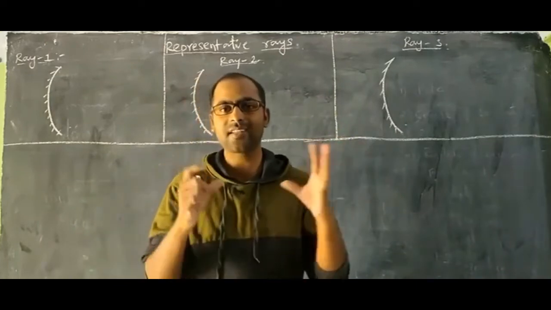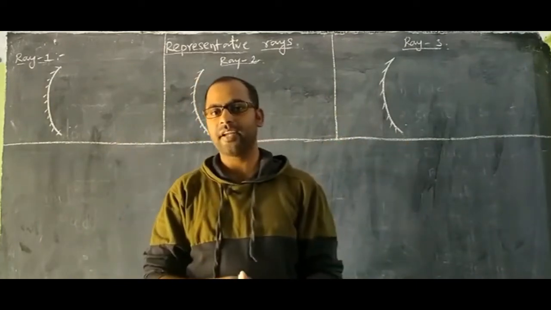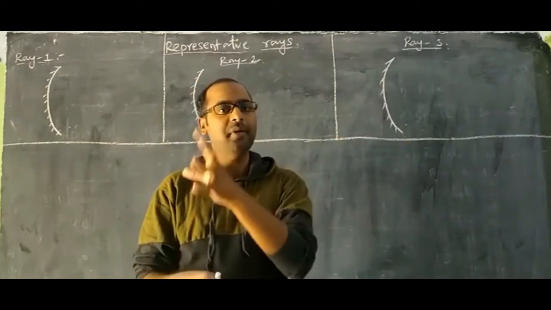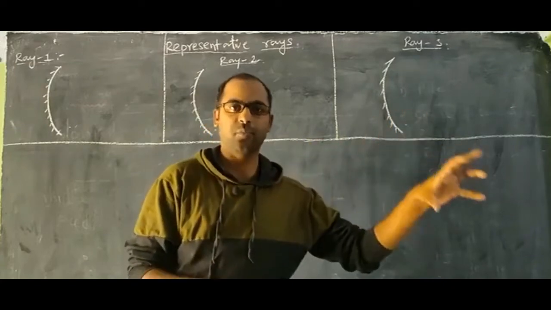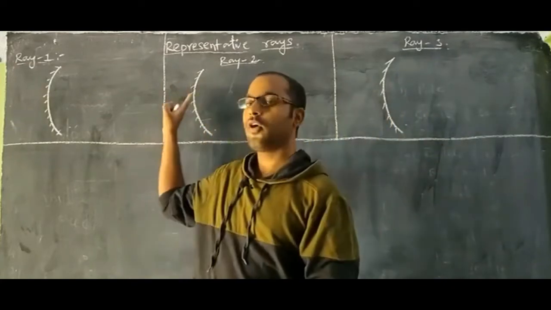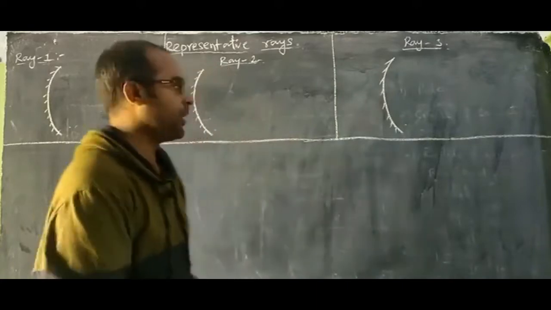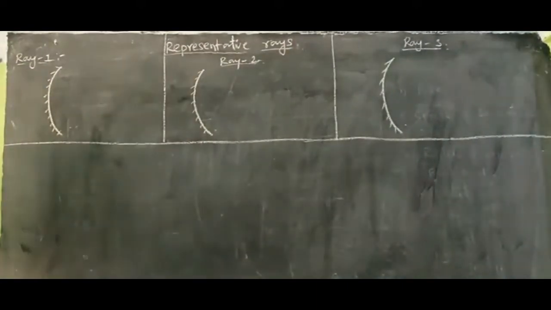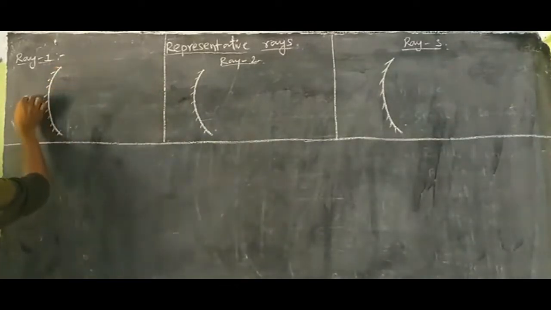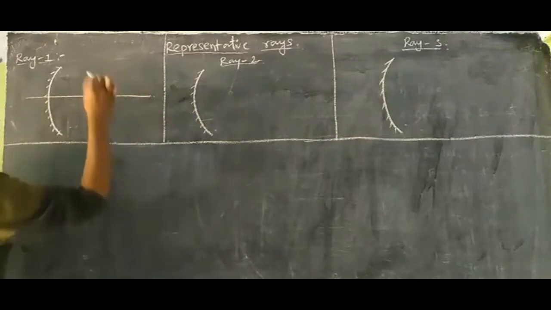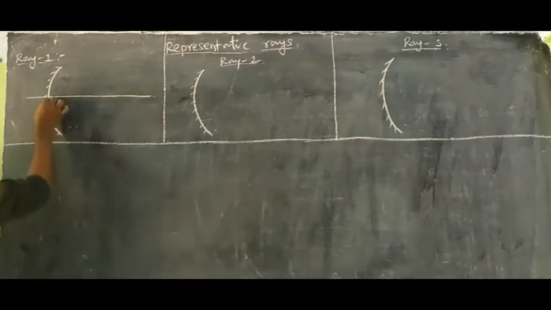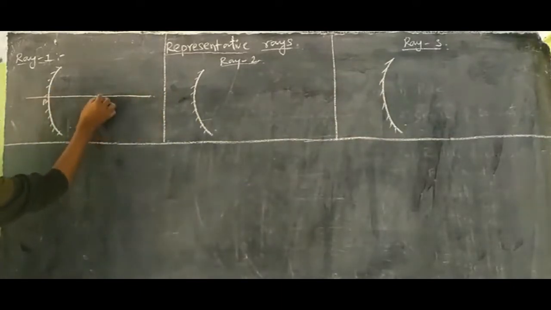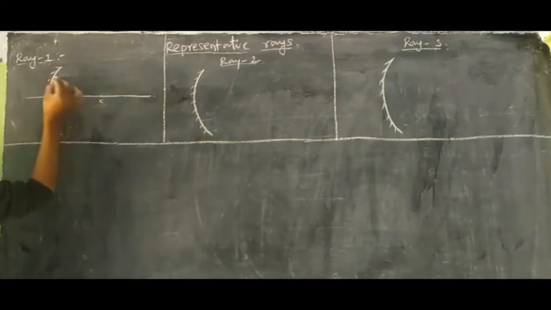So let us learn the representative rays to find out the image positions based on the object positions in case of concave mirrors. Okay, let us see the first ray, ray 1. So this is the concave mirror, and I'm drawing the principal axis, and here the pole should be represented, and the center of curvature and focal point.